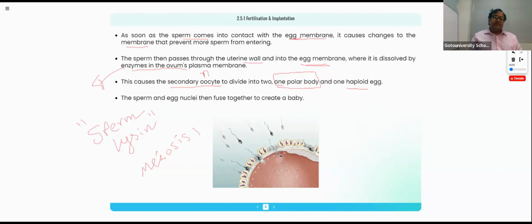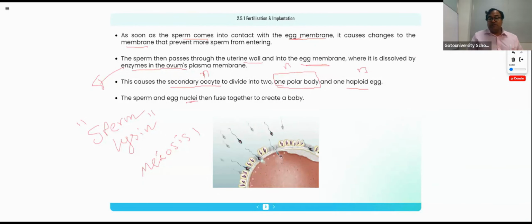Here, this haploid egg is also single N, and the polar body is also single N, but only the haploid egg has the credential to participate in the fertilization process. The polar body is not participating. That means the polar body withers, degenerates, degrades, breaks. So the haploid egg alone continues its structure for interaction with the sperm cells. Once the interaction is done, the zygote will be formed.